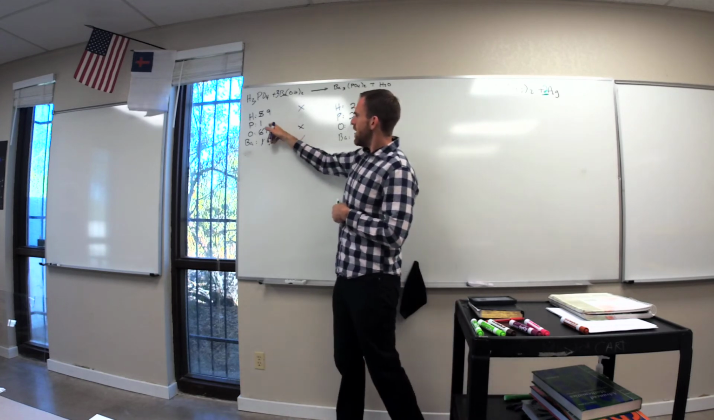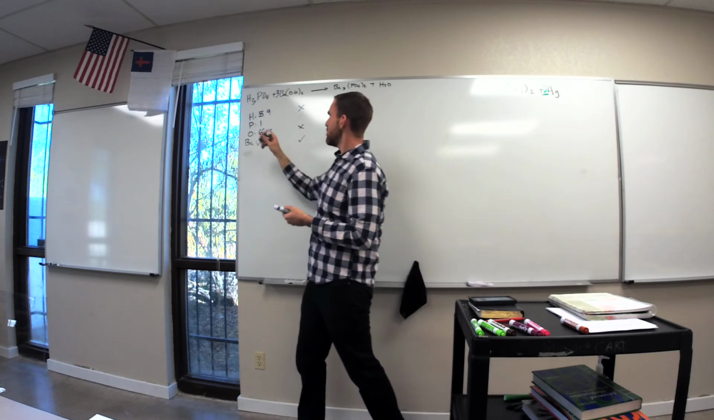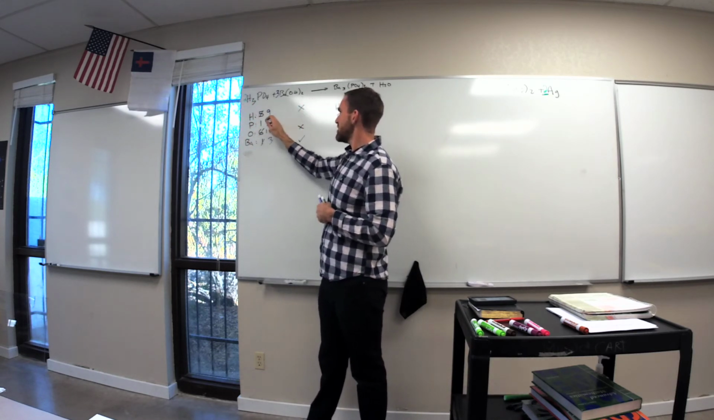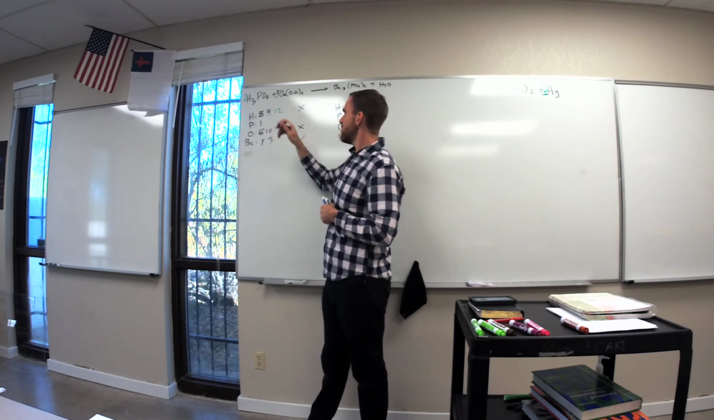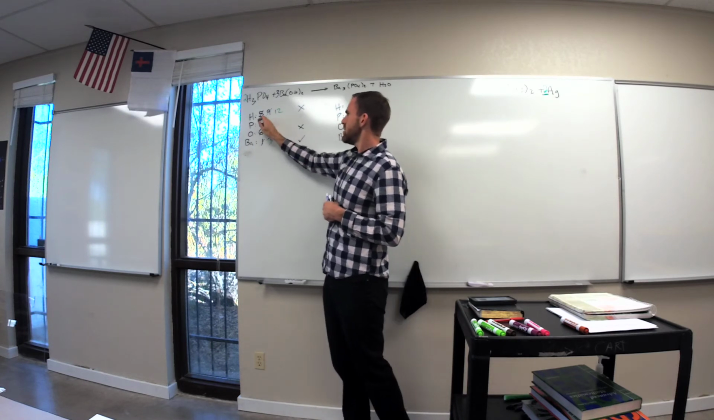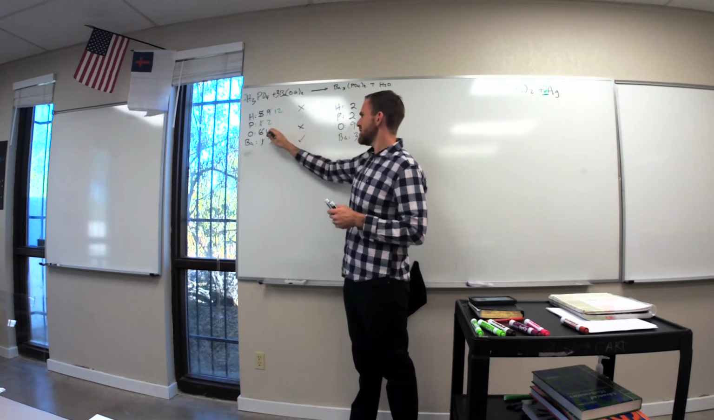So phosphorus, I want 2, I have 1. So I can multiply this by 2. What does that get me? That gets me now, what, 12? 12 hydrogen, 2 phosphorus, 8 plus 6 is 14.